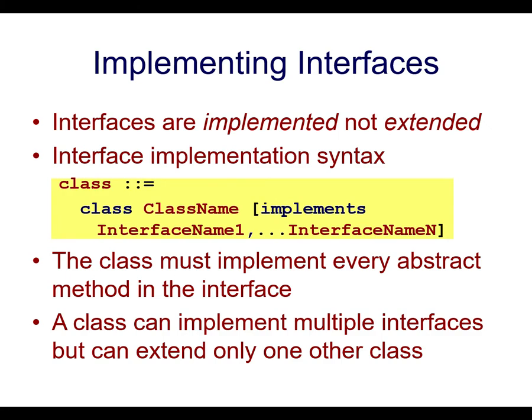Like the extends clause, it is an optional clause that follows the class name. But unlike the extends clause, it is possible for there to be more than one interface name listed. When there is more than one, they are separated by commas. Unless the class itself is an abstract class, it must implement every abstract method in the interface. There is one important difference between extending classes and implementing interfaces that the syntax above conveys. A class can implement multiple interfaces, but can extend only one other class.